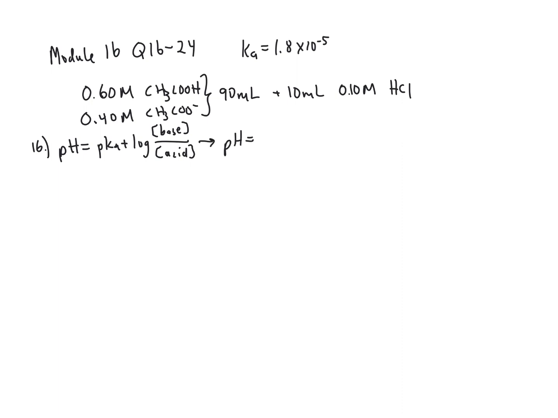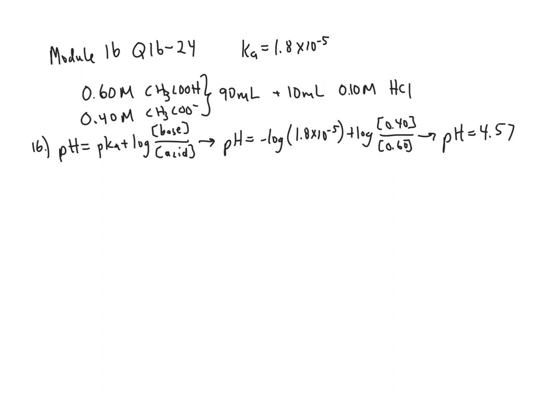So the pH of this buffer before I add the HCl to it is going to be the negative log of 1.8 times 10 to the minus 5 plus the log of my base concentration, 0.4, over my acid concentration, 0.6. My initial pH is 4.57. Ultimately, we're tasked to find our final pH after adding HCl. HCl is a strong acid, so we can guess that our final pH should be below 4.57.